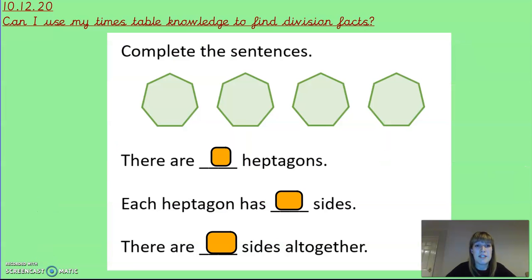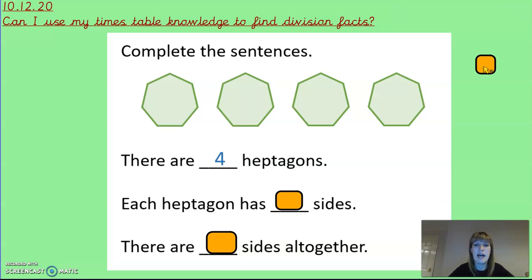So on this page it says complete the sentences. Now I've got these heptagons here. So there are how many heptagons? If you can write that down, say it aloud, tell an adult how many heptagons there are. Well done if you've said 4.